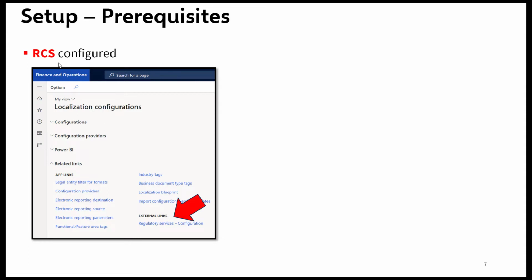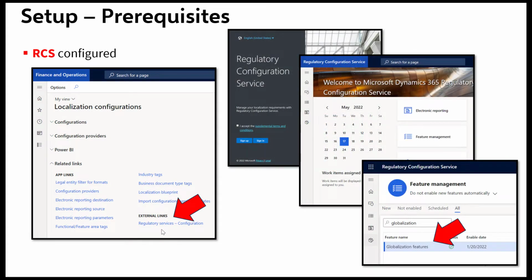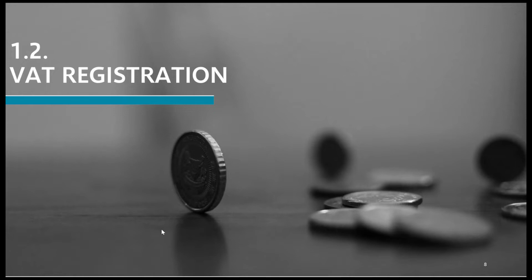To open this configuration website, you need to navigate to electronic reporting. In the workspace, you can find this link to RCS, and you need to open it, sign in, and then enable another feature. This is specific for this configuration service, and the feature is called globalization features. So I highlighted that one here. Okay, so once that is finished, then we have the first part of the setup done.